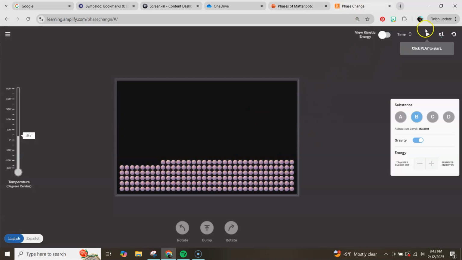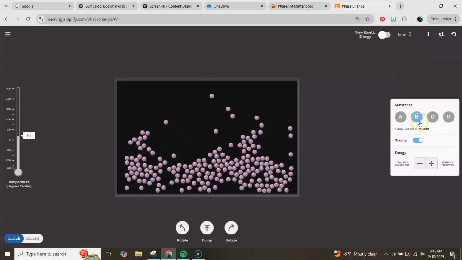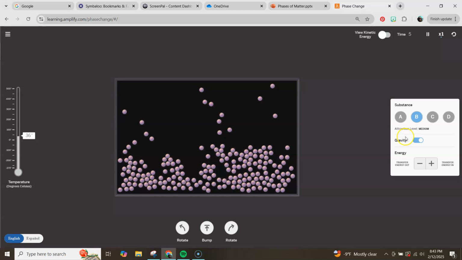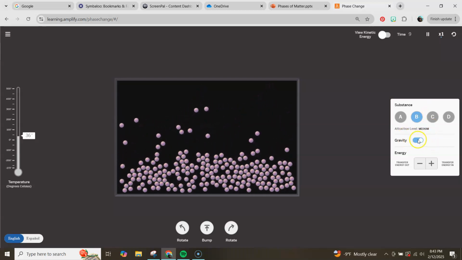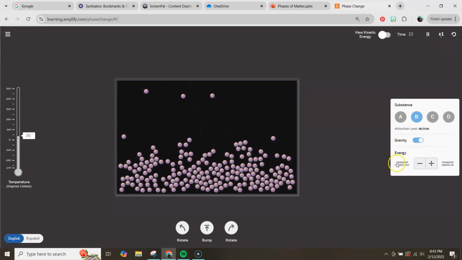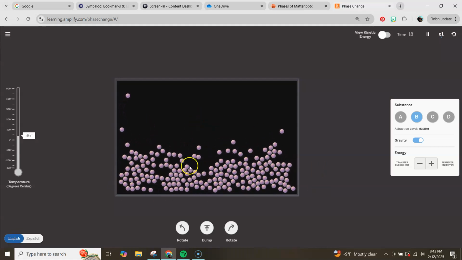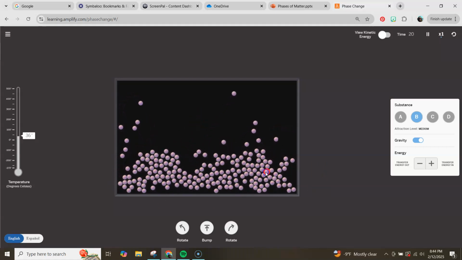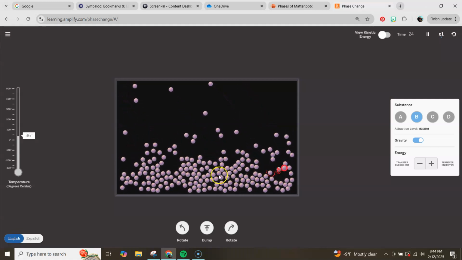Okay, so what we see right here is when we press play, we have different substances we're looking at over here, so we can mess with those substances. We can see their molecular attraction. We want gravity turned on so we can see if they stay at the bottom of the container or if they refuse to do that. And we can see that for the most part, all these molecules are on the bottom. I can click on a molecule and watch it move and watch its little pathway. So this molecule is moving around the other ones.